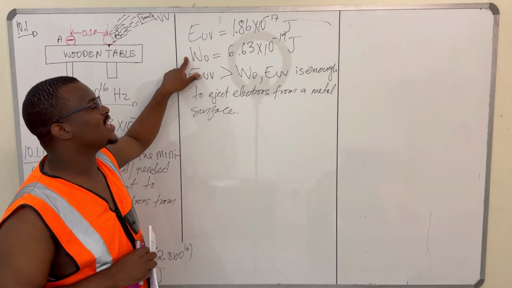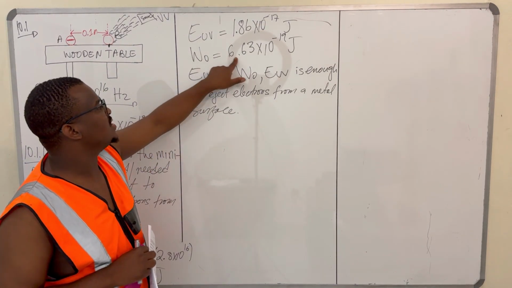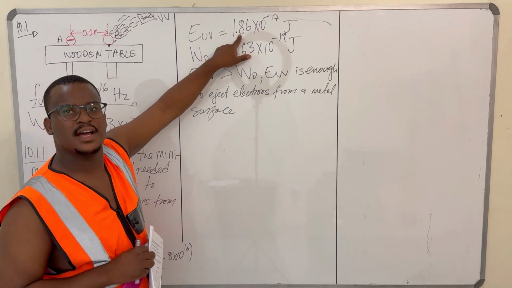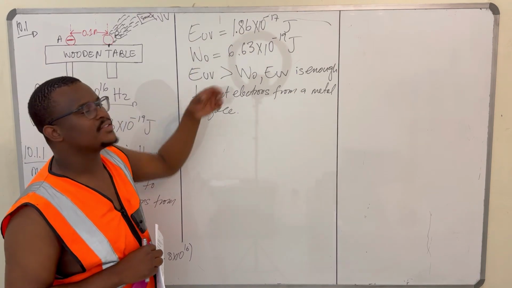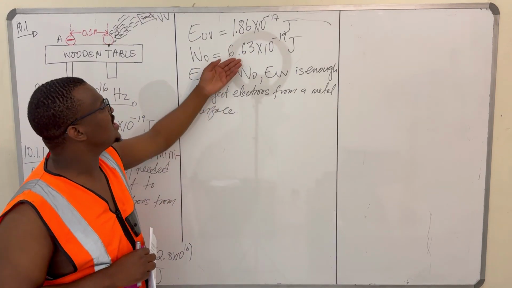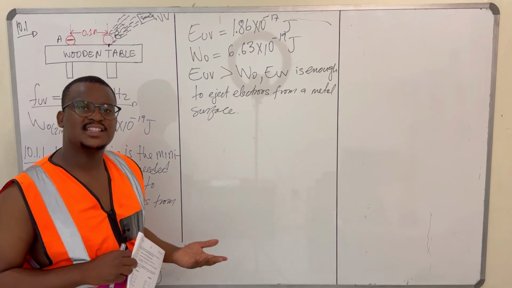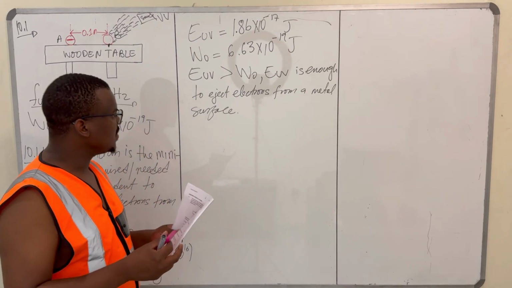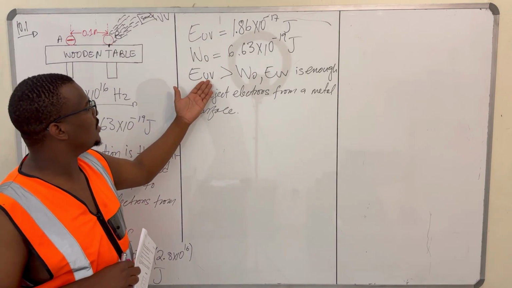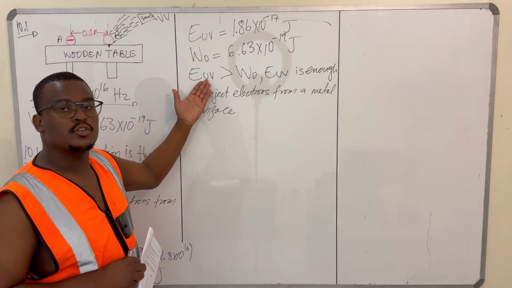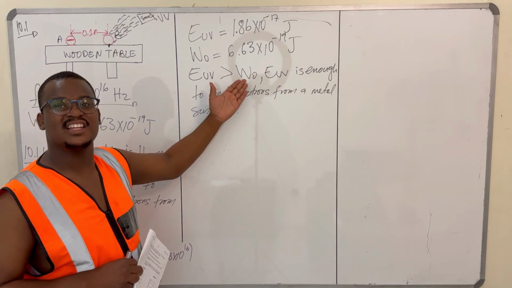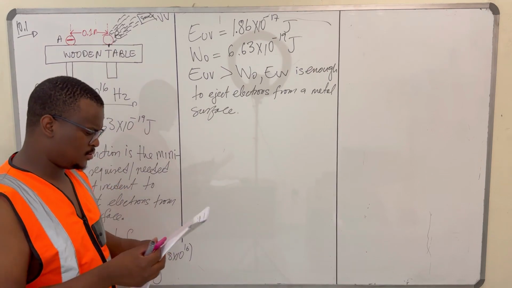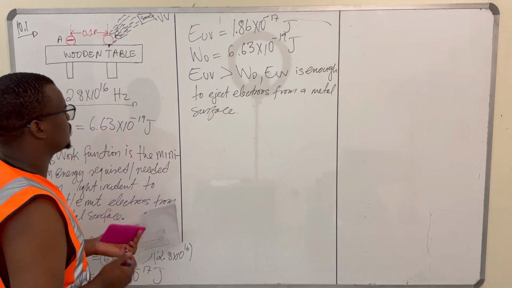Because you can see the energy needed to free electrons is this one, and the energy of each photon is that. Which means each photon has more than enough energy to release those electrons from that metal surface. Done. So because the energy of each photon of the ultraviolet light is greater than the energy that is needed, then electrons will be ejected. Done. Go to the next question.